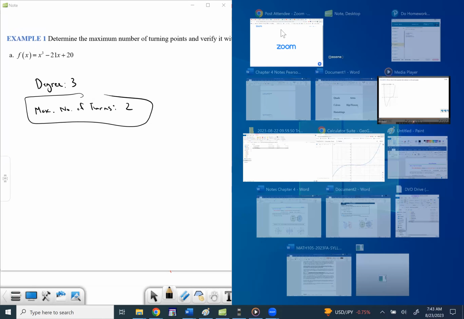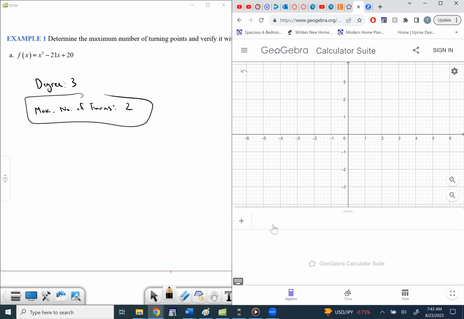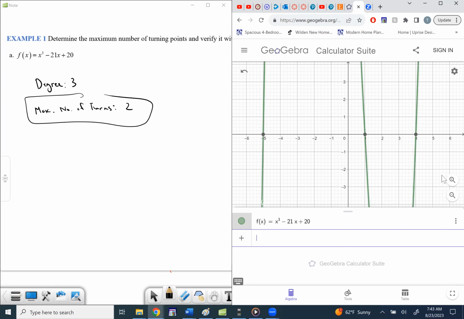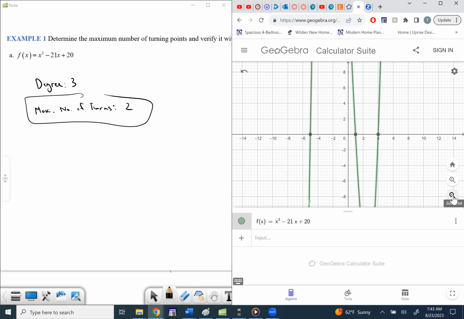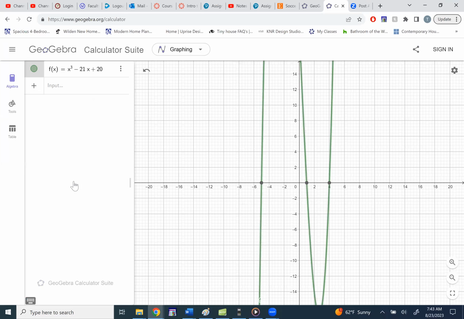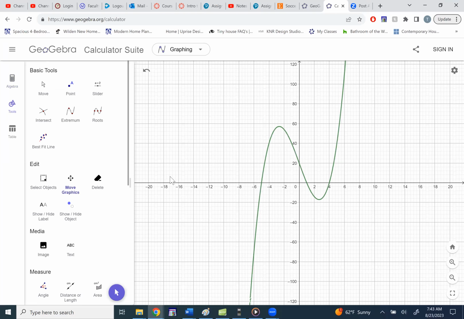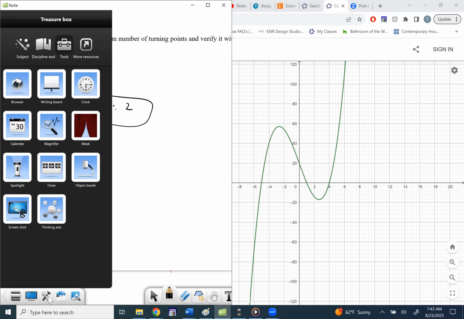this. Let's pull up good old GeoGebra. All right, let's see here. This is x to the 3rd minus 21x plus 20. All right, let me just zoom out so we can see it. I'm going to have to zoom out the y-axis so we can see it. There we go. All right, so I'm going to go ahead, snap a picture of this guy and bring him back.